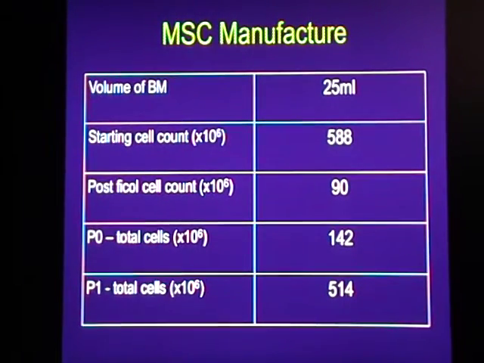A typical expansion is demonstrated in this slide, starting with 25 mils of bone marrow. The starting cell count of 588 total nucleated cells. The mononuclear fraction represents a fraction of the total cells, and through this mechanism we generated over 500 million MSCs.